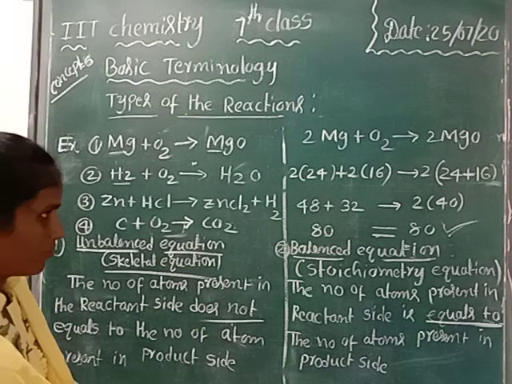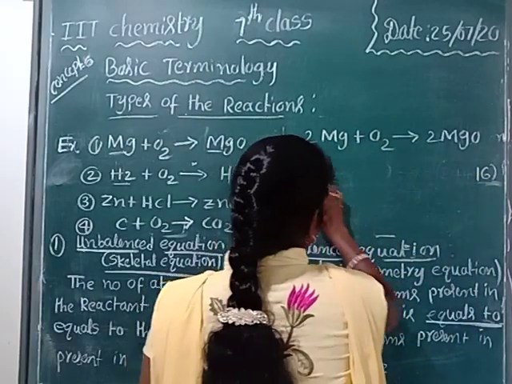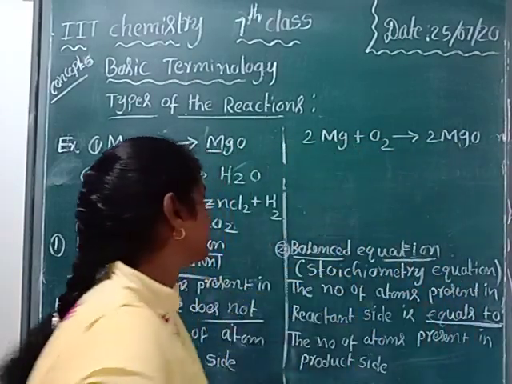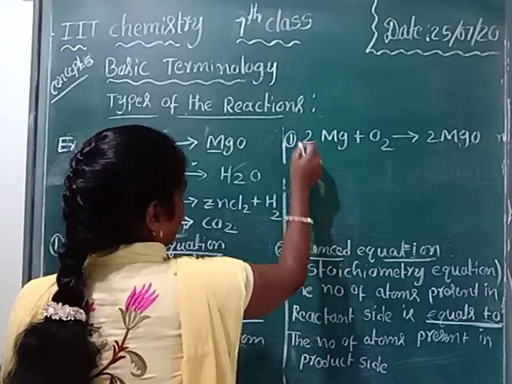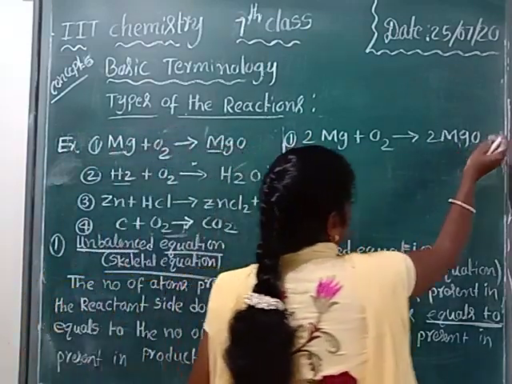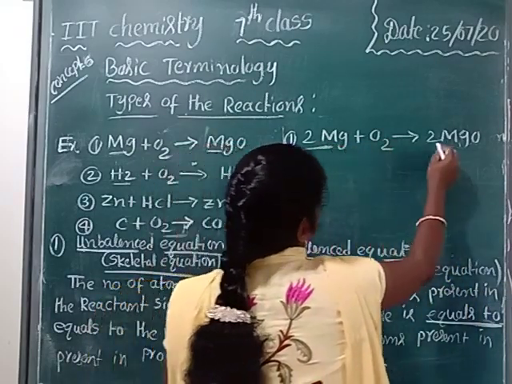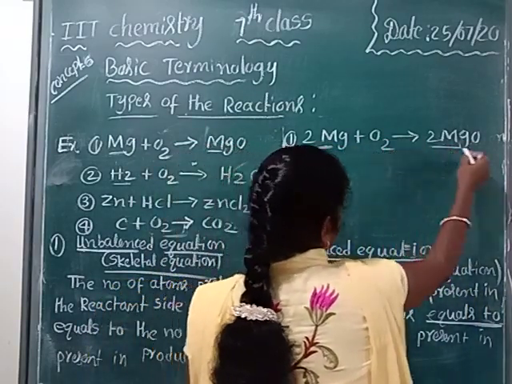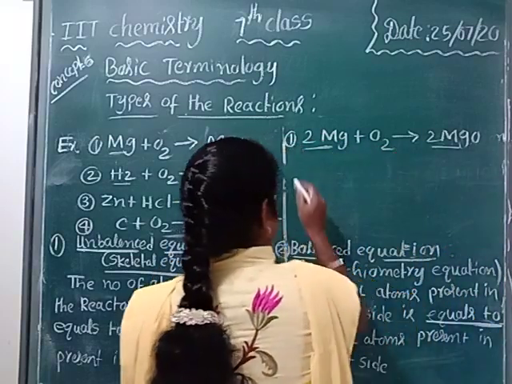Next, we have to write examples of balanced equation. So here are examples of balanced equation. First example: 2Mg plus O2 gives 2MgO. Is this balanced or not? Balanced. Here 2 Mg, here 2 Mg. Here 2 oxygens, here also 2 oxygens. The above reaction is called a balanced equation.